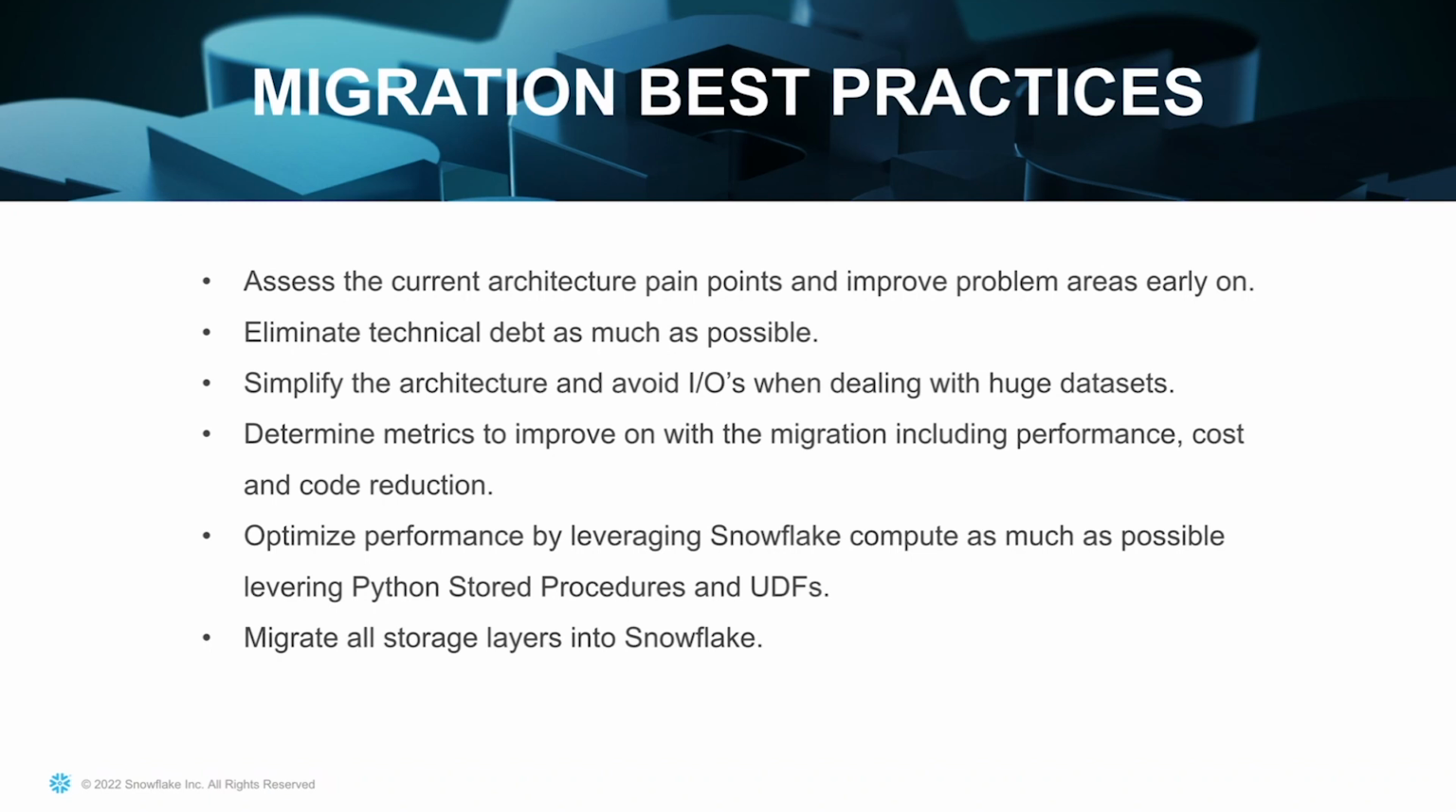Now, migration best practices. These are a few best practices that we have seen over the past. Assess your current architecture pain points and improve the problem areas early on, because once you have implemented a solution, it is a really huge investment to redo the work. Eliminate any technical debt, simplify the architecture, and avoid a lot of the IO that was happening in the traditional architecture. Determine the metrics that are needed for a migration, whether it could be performance, cost, or code reduction. Then optimize the performance by leveraging Snowflake's compute as much as possible, which is the pushdown approach, leveraging Python stored procedures and UDFs, and then basically migrate all the storage into Snowflake.